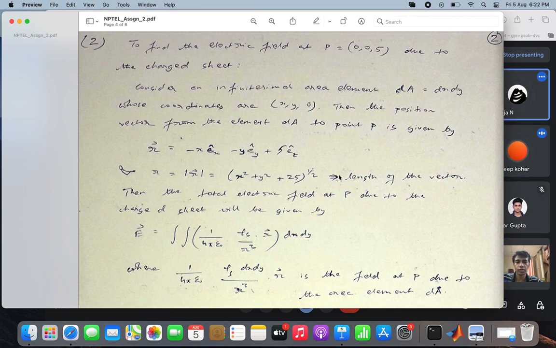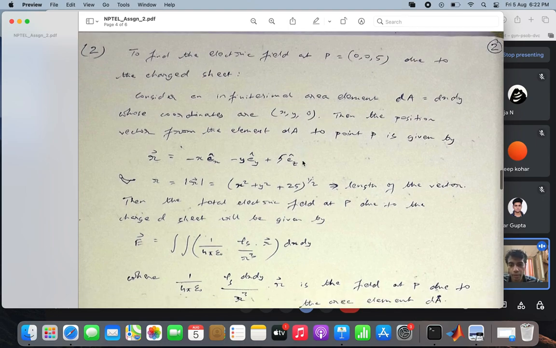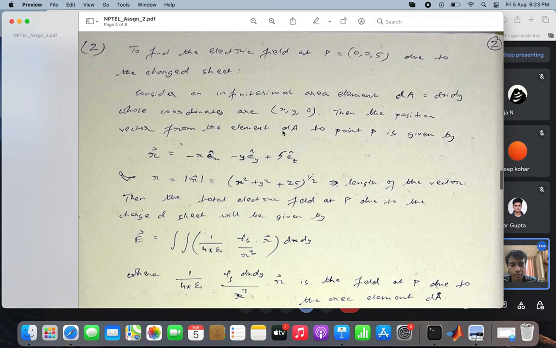Alright. So what I do is that I take a very small area, an infinitesimal area dA equal to dx into dy, where dx and dy are very small. The coordinates of this area are x comma y comma 0. It's an area on that charge plane. Then the position vector from this area to point P is given by this. So basically this minus this gives you the position vector r.